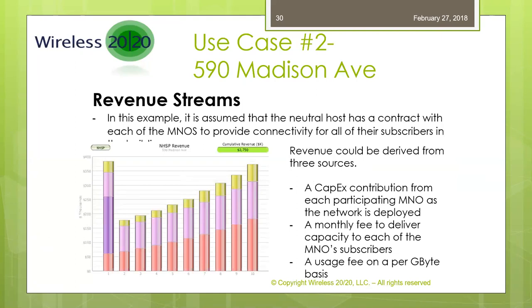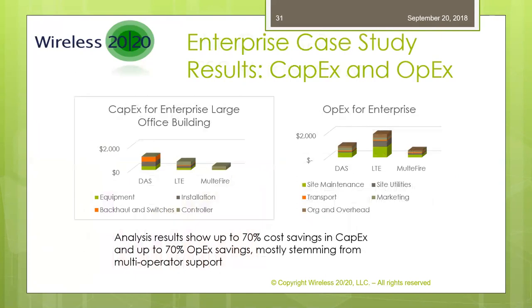But for this kind of network, we could see a revenue stream of more than $2 million over the 10 years that we looked at. And so we compared a DAS deployment for this network, an LTE small cells deployment, and a MulteFire small cell deployment.